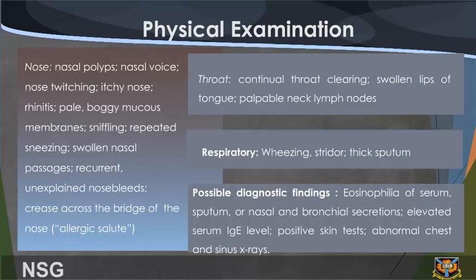Respiratory: wheezing, stridor, thick sputum. Possible diagnostic findings: eosinophilia of serum, sputum or nasal, and bronchial secretions. Elevated serum IgE level. Positive skin test. Abnormal chest and sinus x-rays.